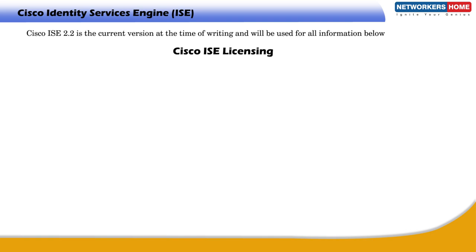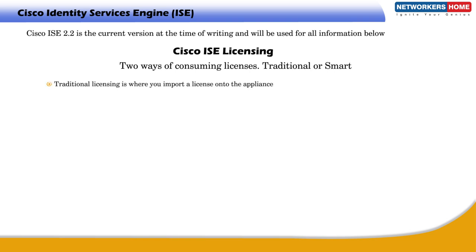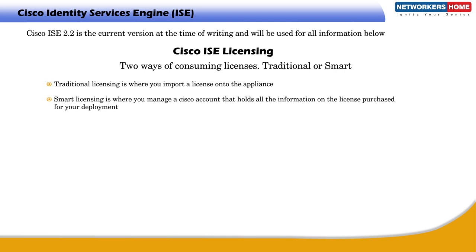Cisco ISE Licensing. The Cisco ISE licensing model allows you to purchase license based on your enterprise needs. There are 2 ways of consuming licenses: traditional or smart. Traditional licensing is where you import a license onto the appliance, and smart licensing is where you manage a Cisco account that holds all the information on the license purchased for your deployment.